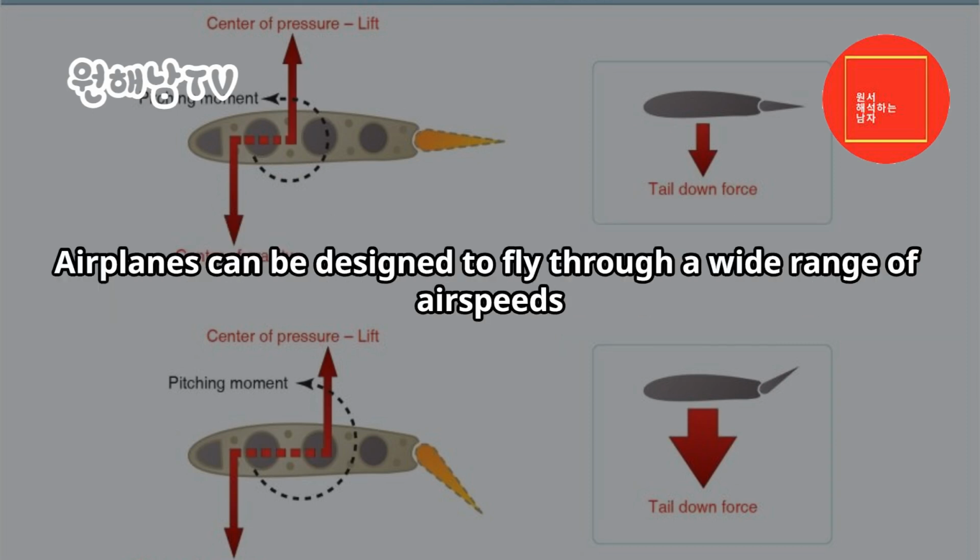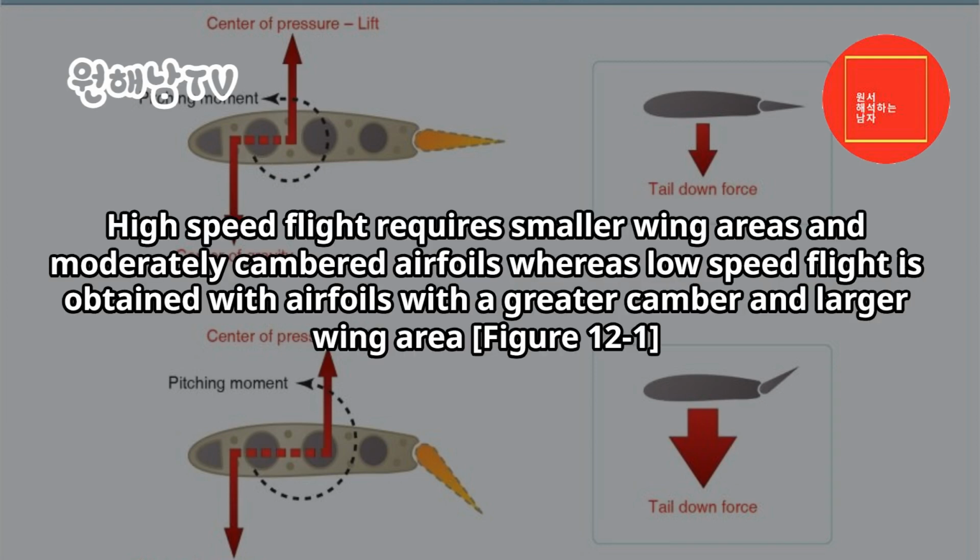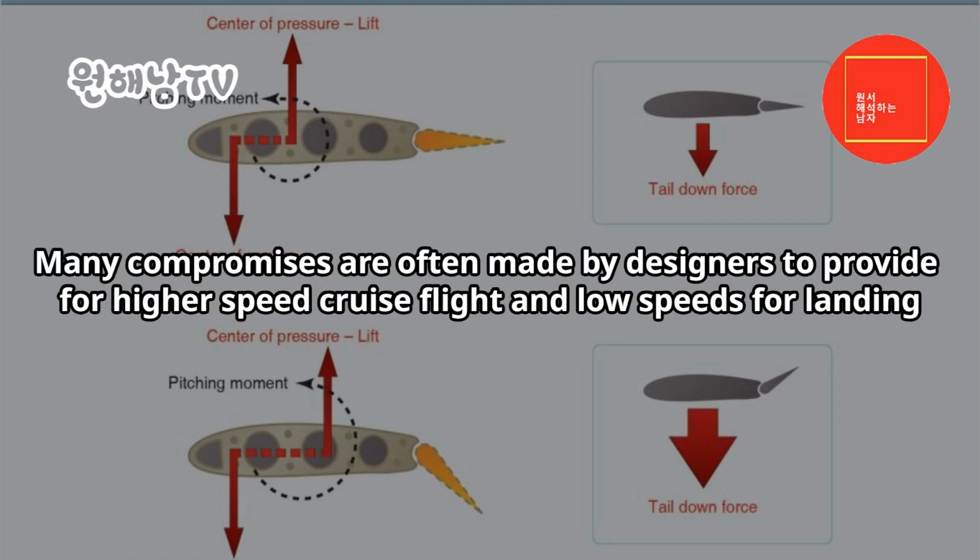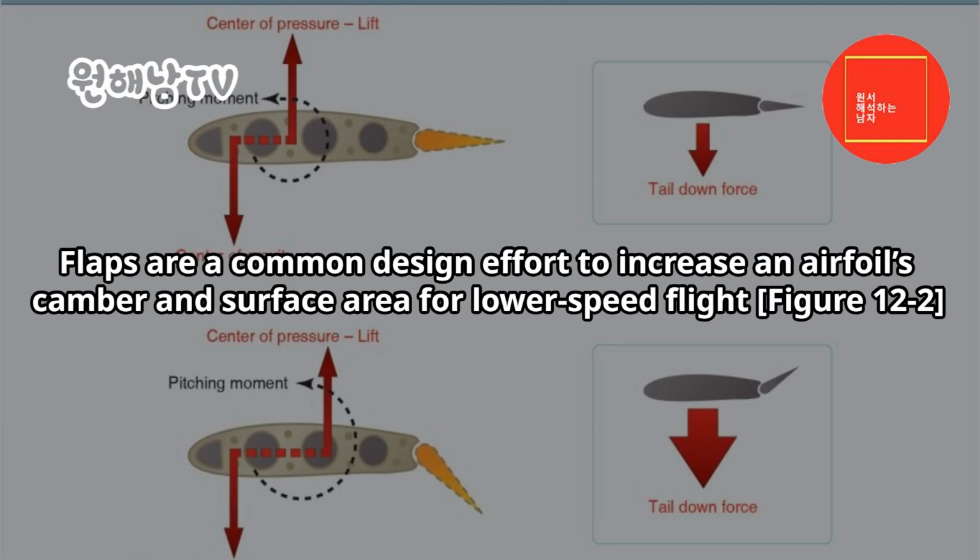Airplanes can be designed to fly through a wide range of airspeeds. High-speed flight requires smaller wing areas and moderately cambered airfoils, whereas low-speed flight is obtained with airfoils with a greater camber and larger wing area. Figure 12-1. Many compromises are often made by designers to provide for higher speed cruise flight and low speeds for landing. Flaps are a common design effort to increase an airfoil's camber and surface area for lower speed flight.